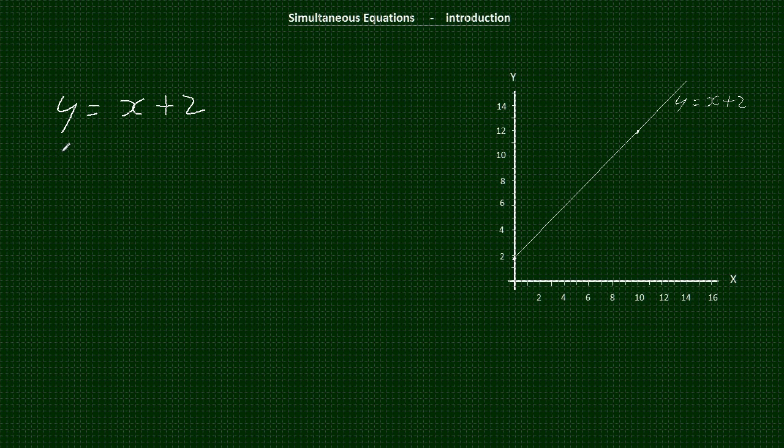But now if we add a second equation, let's go y equals minus x plus 10, and we plot that one, we'll see what happens. So plus 10 is our intercept, which is there. And when x equals 10, so we'll have minus 10 plus 10, y is going to be 0. So there's our other point here. Just plot that.